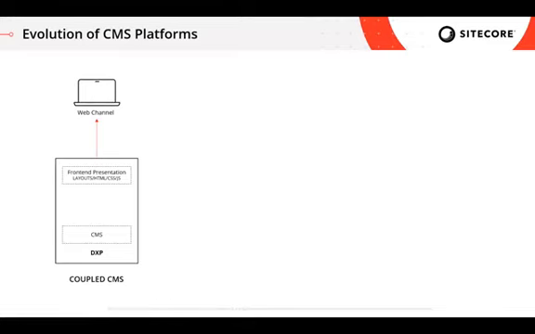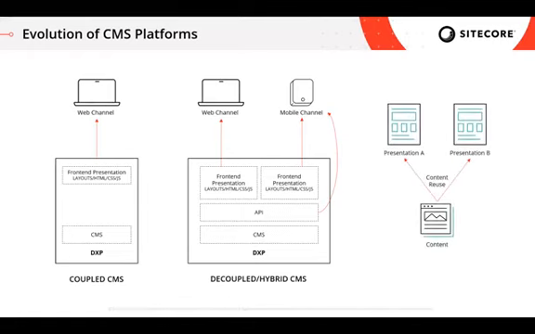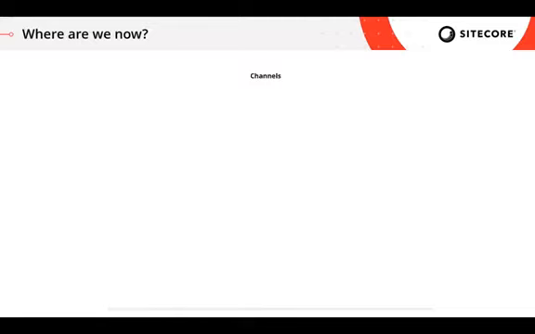This then saw the advancement and capability of decoupled or hybrid CMSs, supporting greater flexibility in multi-channel delivery, with a hybrid approach also supporting in-context editing and previewing. Additionally, content authors are able to reuse a single piece of content across multiple presentations for varying channels. These approaches, though, still typically require coupled alignment between content, back-end, and front-end teams.